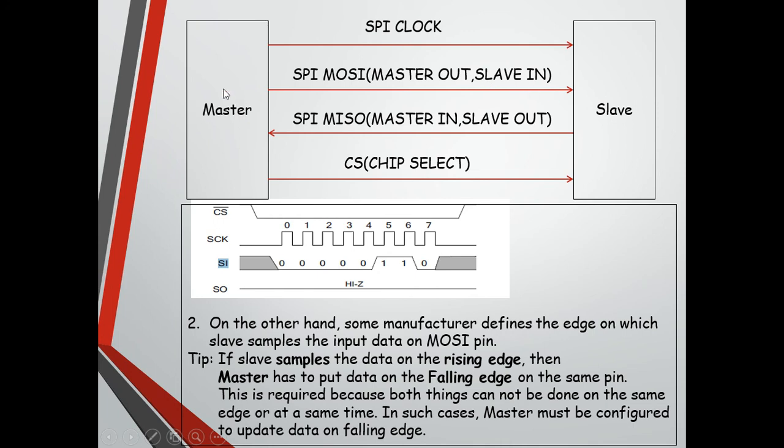That means if the slave samples the data on the same edge on which the master has put the data, then there are more chances that the slave samples the wrong data. And of course the transmission delay will also be there, because data will not be available to the slave at the same instant when the master puts the data. There must be a delay in nanoseconds when the data reaches the slave device.